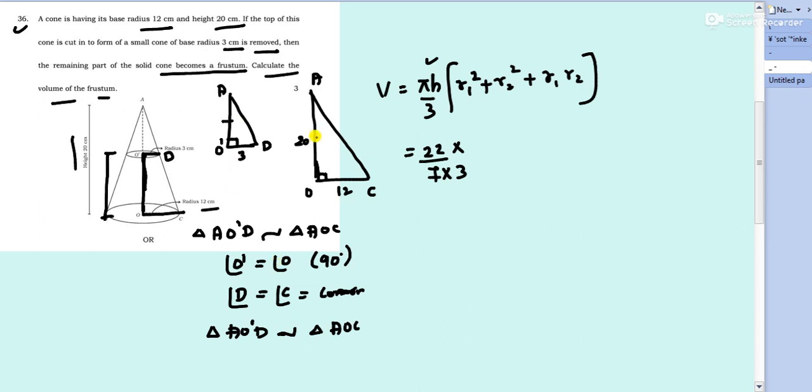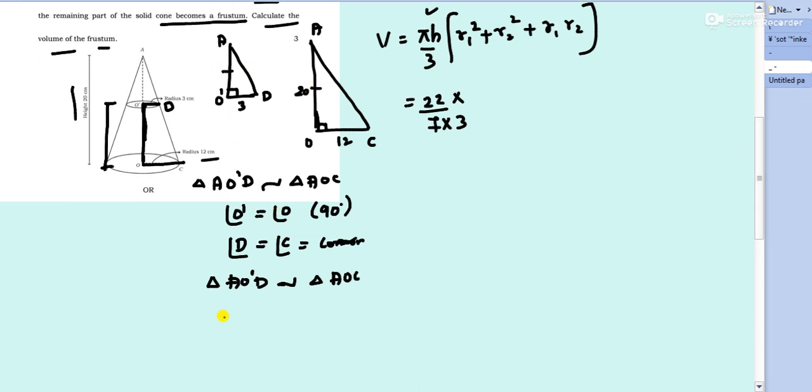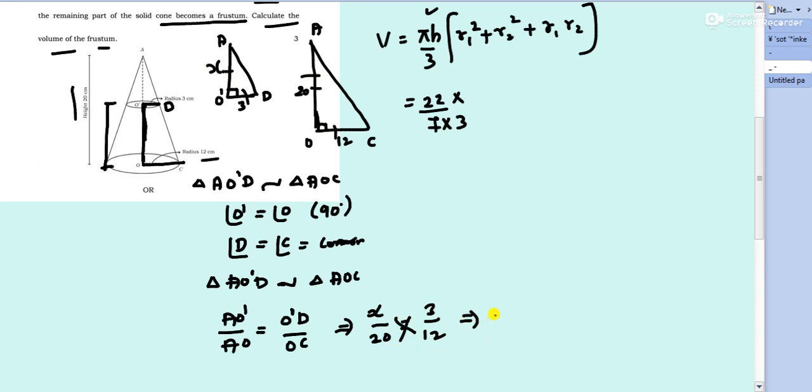Now use this BPT. So using BPT, what will you get? See, AO' by AO will be equal to O'D by OC, isn't it? So this is unknown. Let me take it as X. X by 20 is equal to 3 by 12. Correct? So do the cross multiplication. You will get X as 20 into 3 by 12. So 3 ones are 3, 3 fours are 12, 4 fives are 20. So you'll get the value of X as 5.